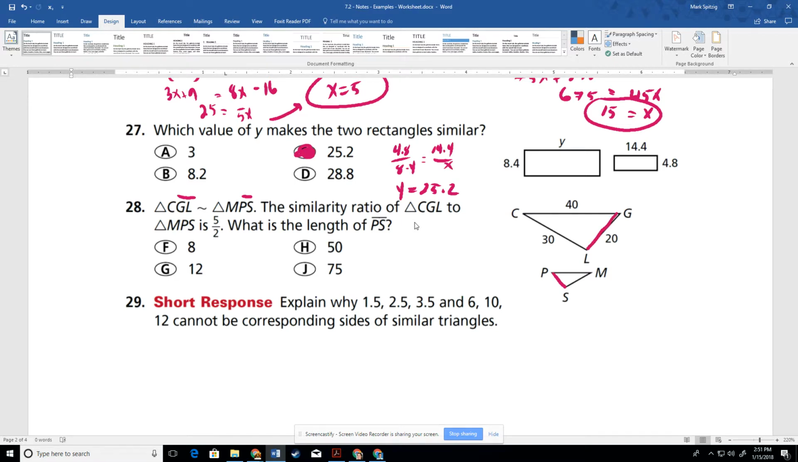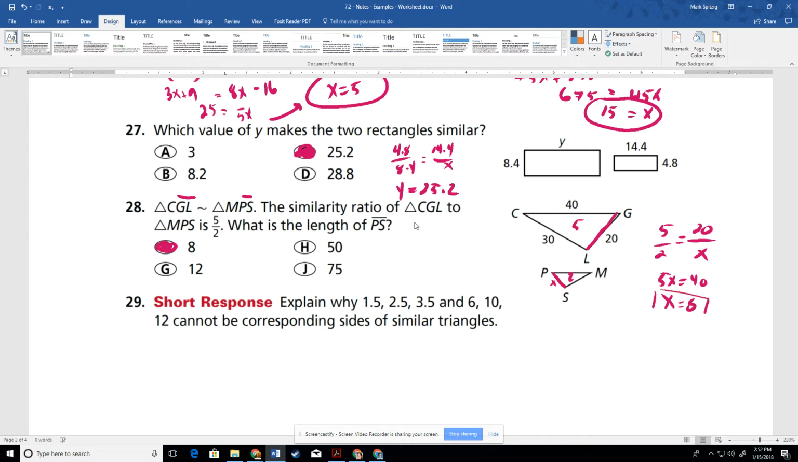So what I could do is say, if the ratio of these is 5 to 2, so 5 over 2 is the ratio of all the sides, well, the ratio of this one is going to be 20 to something. So 5x equals 40, x equals 8. Again, I just called this x there because that's what I was solving for. So x has to be 8.